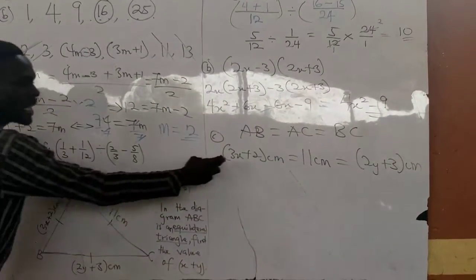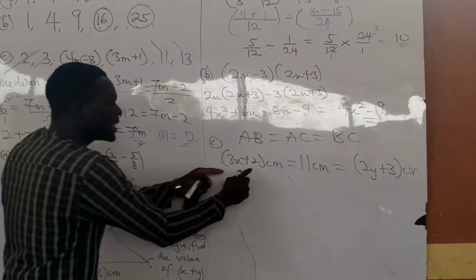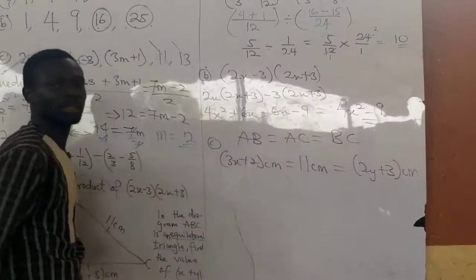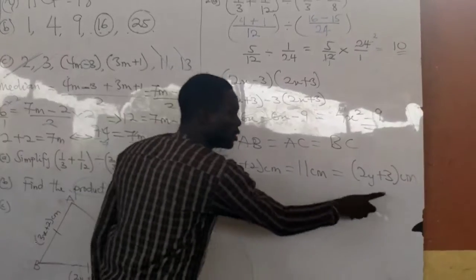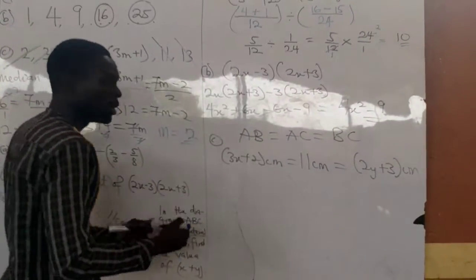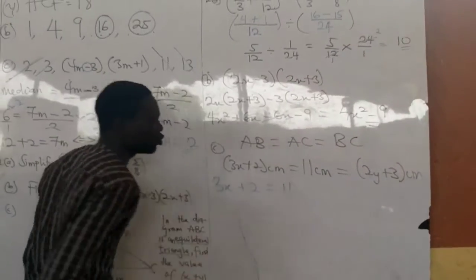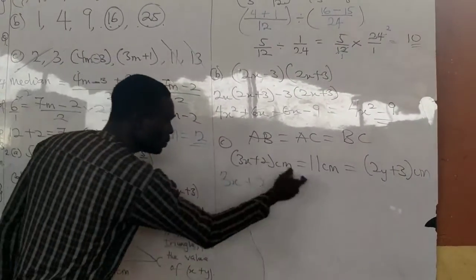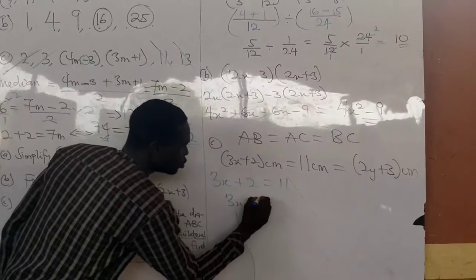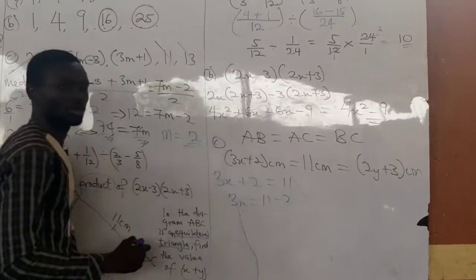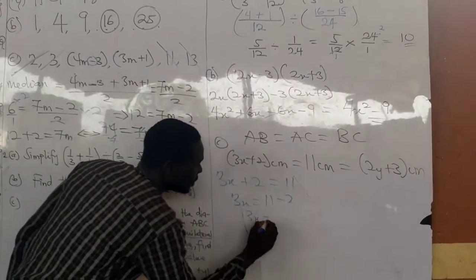So if I want x, I am going to equate this one to 11. If I want y, I am going to equate this one to 11. So I'm going to say 3x plus 2 is equal to 11. Group like terms. 3x is equal to 11 minus 2. 3x is now equal to 9.